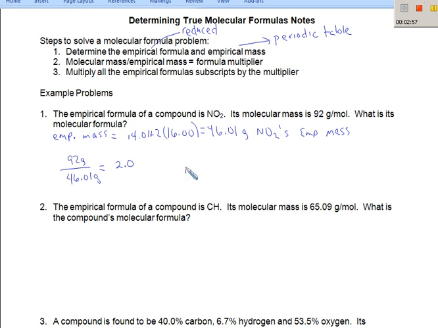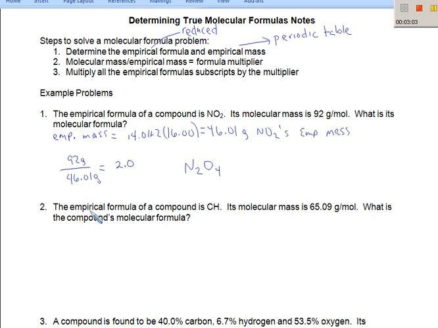So this becomes N2O4. You took your multiplier, 2, and you multiplied it by the nitrogen, and then you took 2 times 2 for the oxygen. So double check: if you have N2O4, is NO2 the empirical formula? And yes, it is.